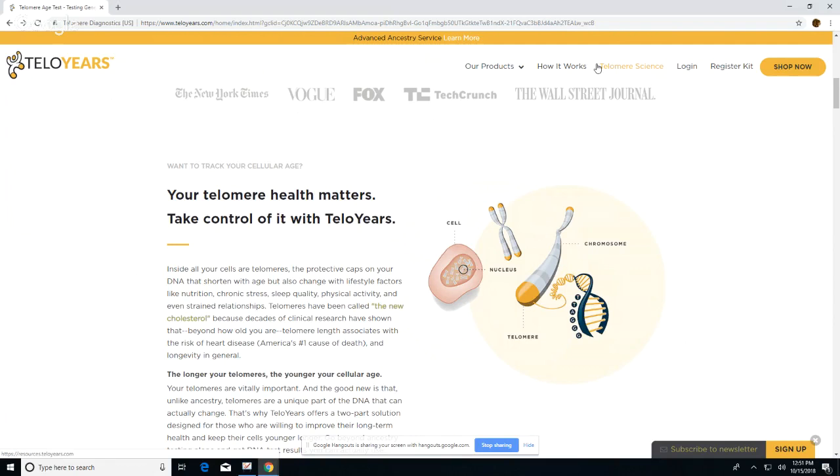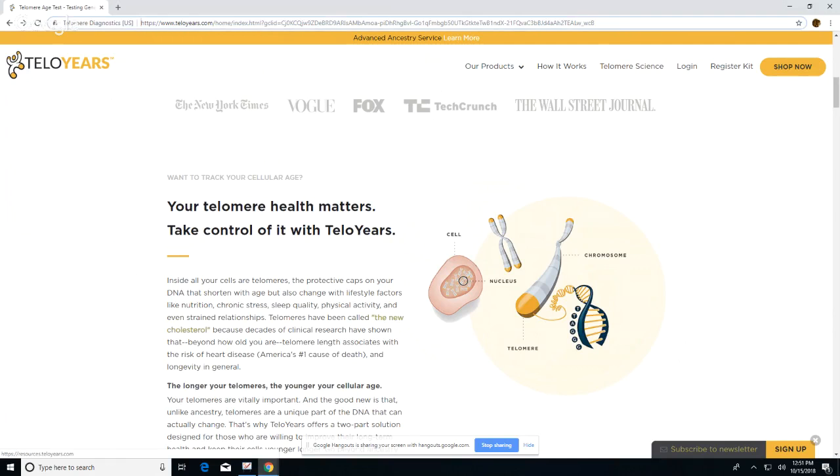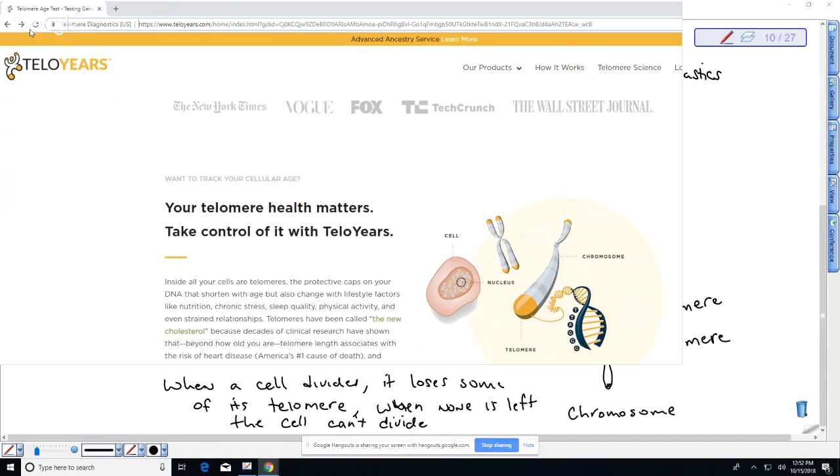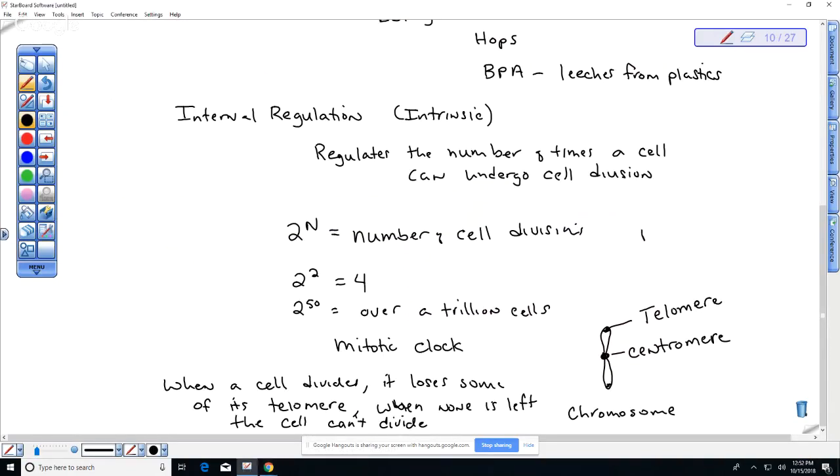Right? So one of the interesting things is that we thought that telomeres only counted down. But what we've discovered is that there is an enzyme called telomerase. Telomerase is an enzyme that adds telomeres back on. Remember I said anytime you see that -ase ending, that means it's an enzyme, like lactase is an enzyme. So this adds telomeres back on.